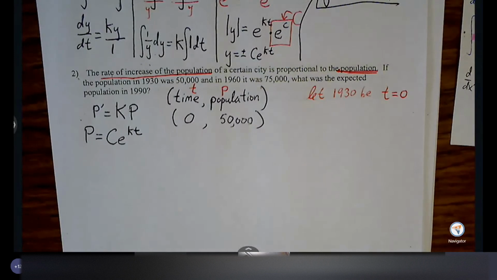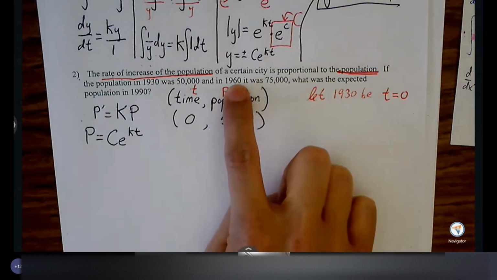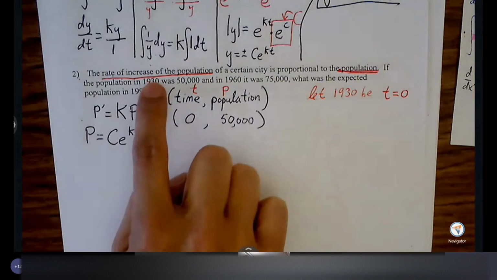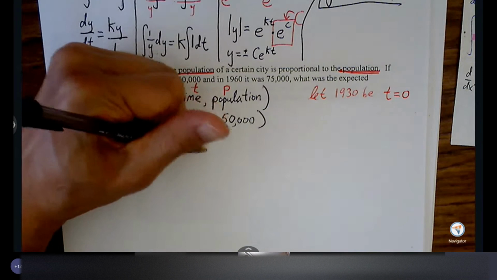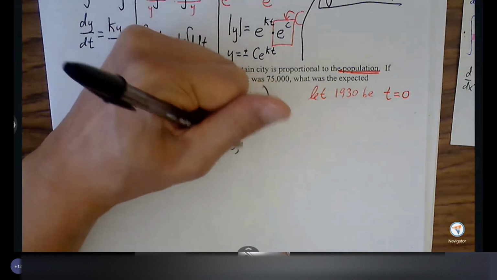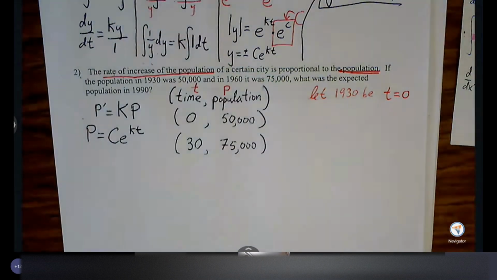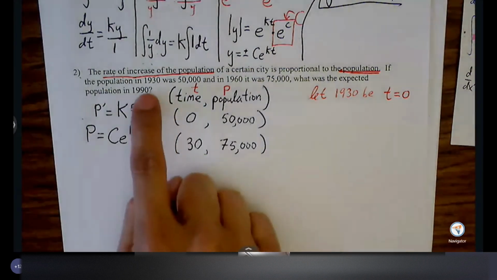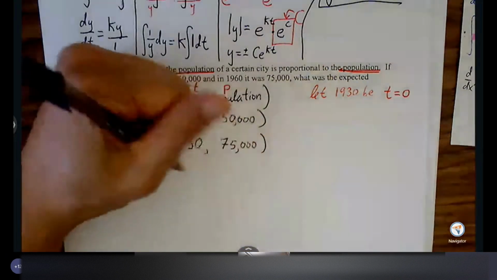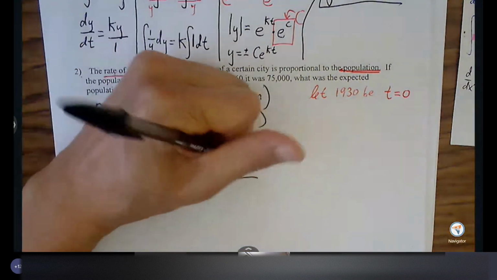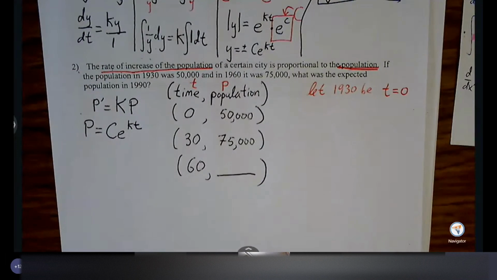1960, population is 75,000. So what can we do to represent 1960? Good. So 1930 is year 0. 30 years later is 1960. So 30 years later, 75,000. What's the expected population in 1990? How many years after our 1930? 60. So we'll put 60. But we don't know what that is. That's what we're going to be using our model to help us find, but not until we have more information about the pattern over the course of the years.